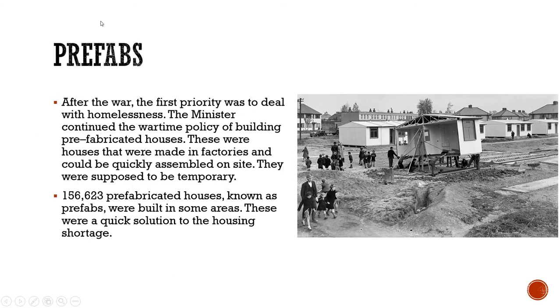So one of the ways that the government decided to tackle this was by building what they call prefabs, so prefabricated houses. Okay, so after the war, the first priority was to deal with homelessness. The minister continued the wartime policy of building prefabricated houses. These were houses that were made in factories and basically could be quickly assembled on site. They were only supposed to last for 10 years.